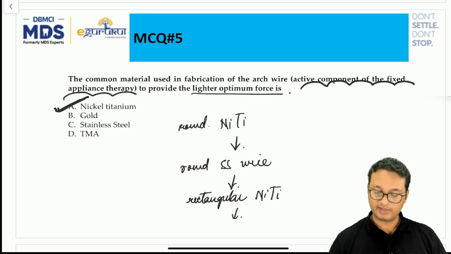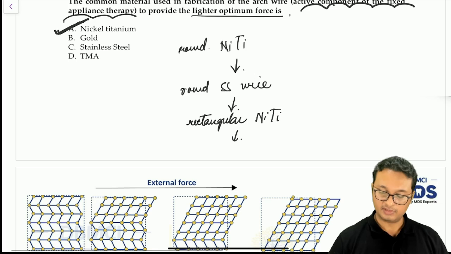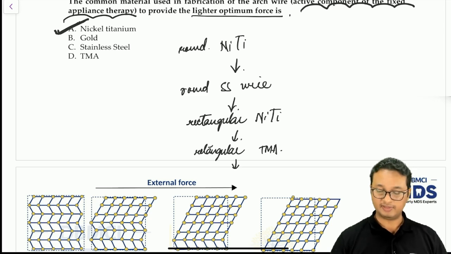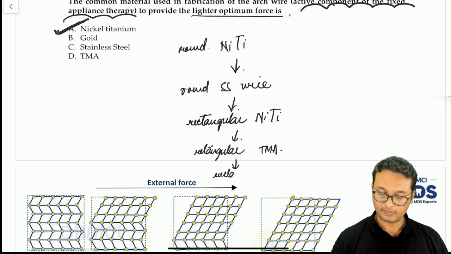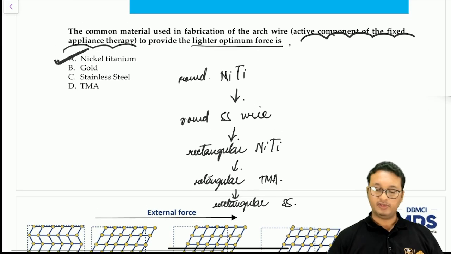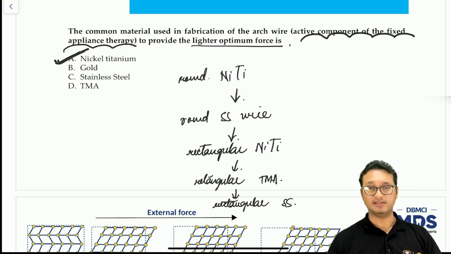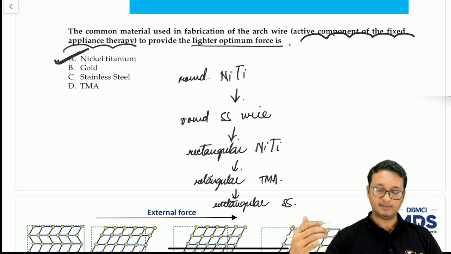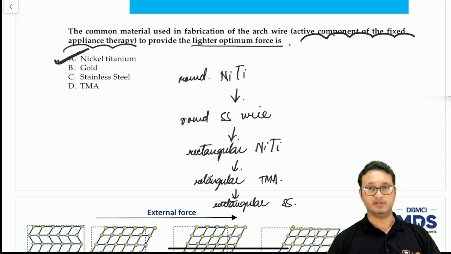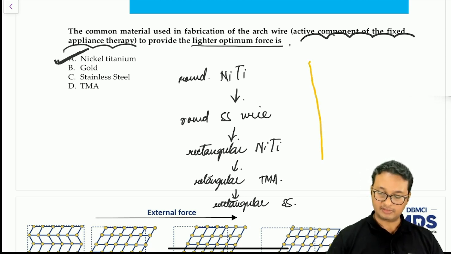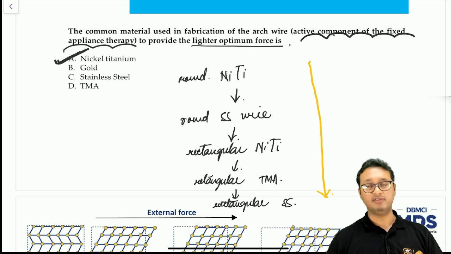After rectangular nitinol wire, we have a rectangular TMA wire, and after that, the final stage of the treatment should be rectangular stainless steel wire. So you can notice here that the modulus of elasticity of these materials is increasing. Nitinol has the least modulus of elasticity, followed by the TMA wire, followed by the stainless steel wire. So the modulus of elasticity increases from round nitinol to rectangular stainless steel.